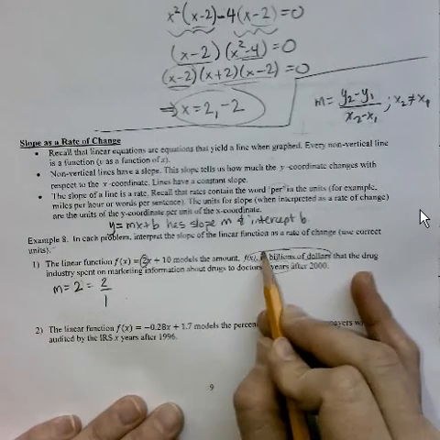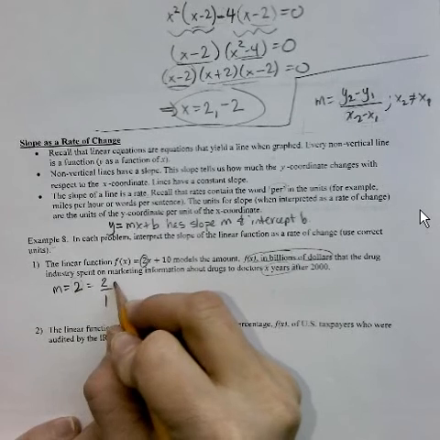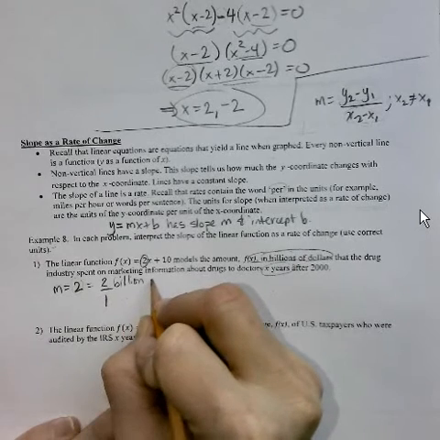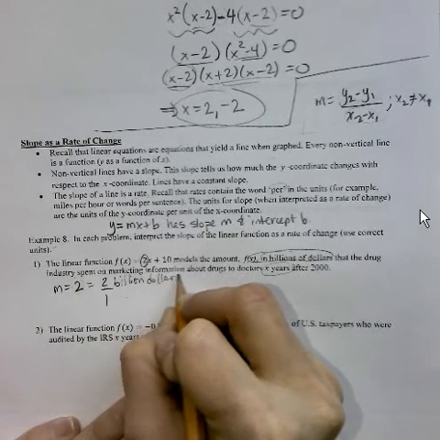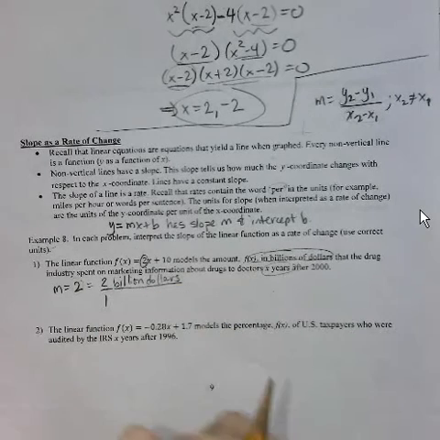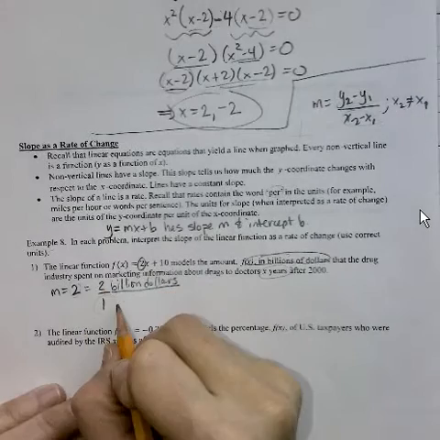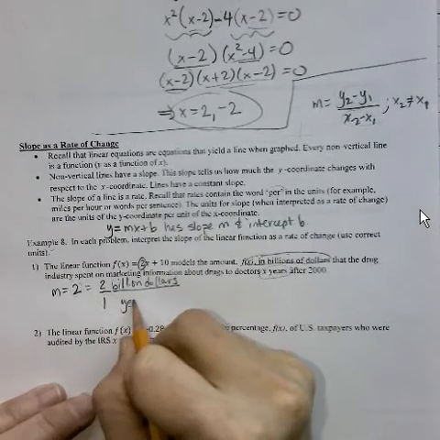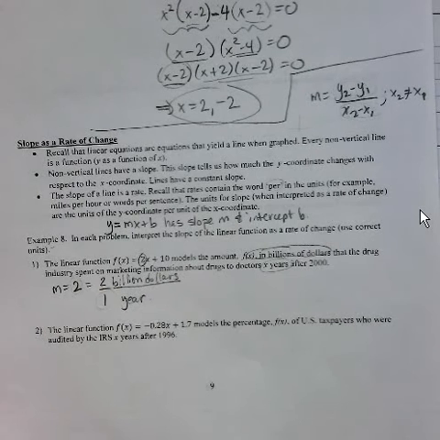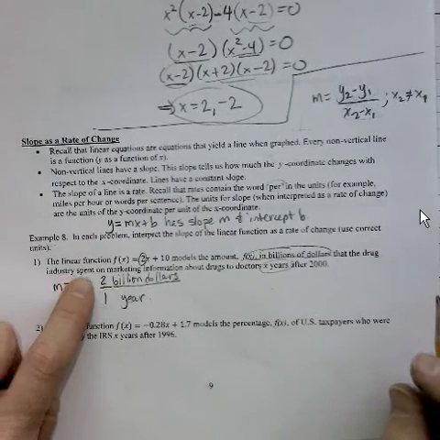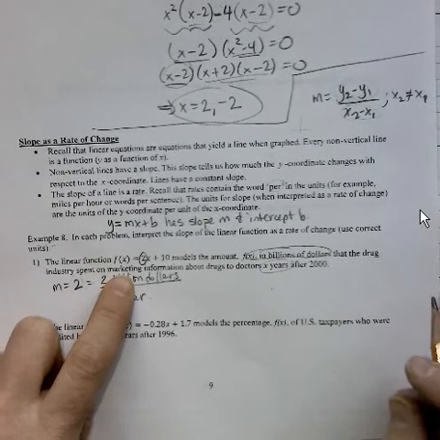And so this would be billions of dollars per, and you want to think of your change in x as 1 unit, so per 1 unit. This would be years, 1 year. And because it's a plus, it's an increase of $2 billion per year. So the interpretation is that the amount the drug industry spent on marketing increased $2 billion per year.